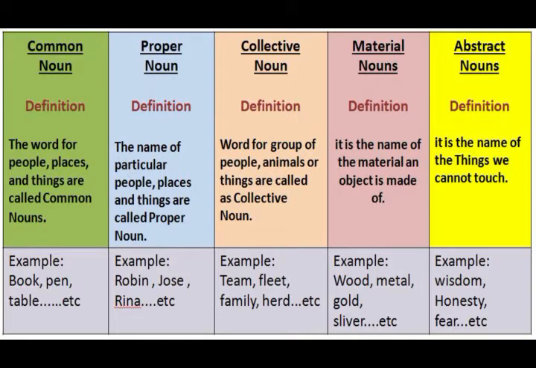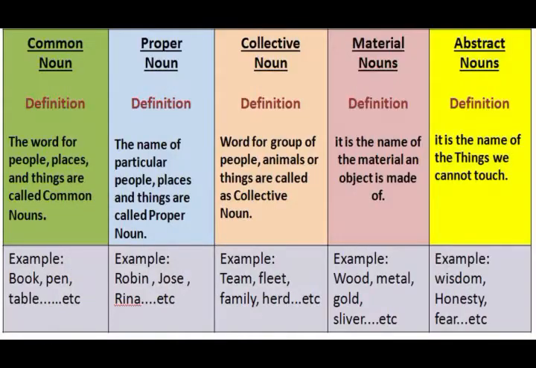Collective noun, it is a word for a group of people, animals or things. Okay, an example, team, fleet, family, herd, etc. Material nouns. It is the name of the material an object is made of. For example, wood, metal, gold, silver. Abstract nouns. It is the name of the things we cannot touch. As I told you, wisdom, honesty, fear, etc. So children, I hope you have understood what are the different types of nouns.